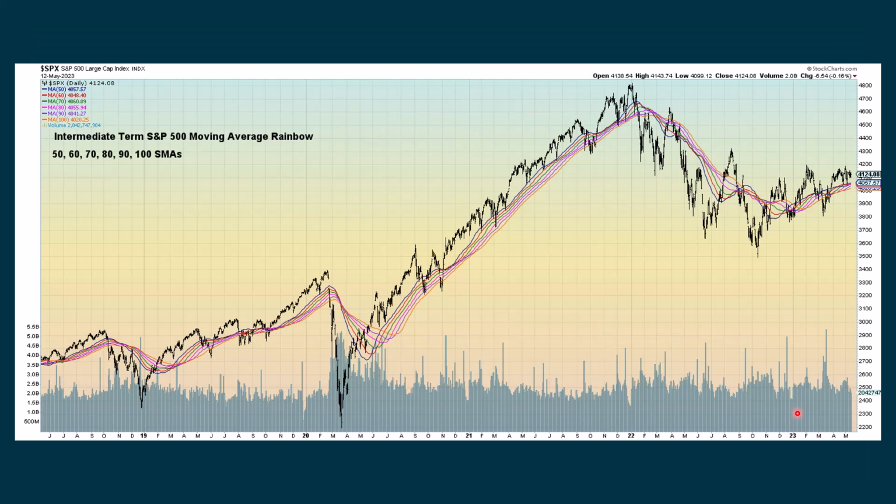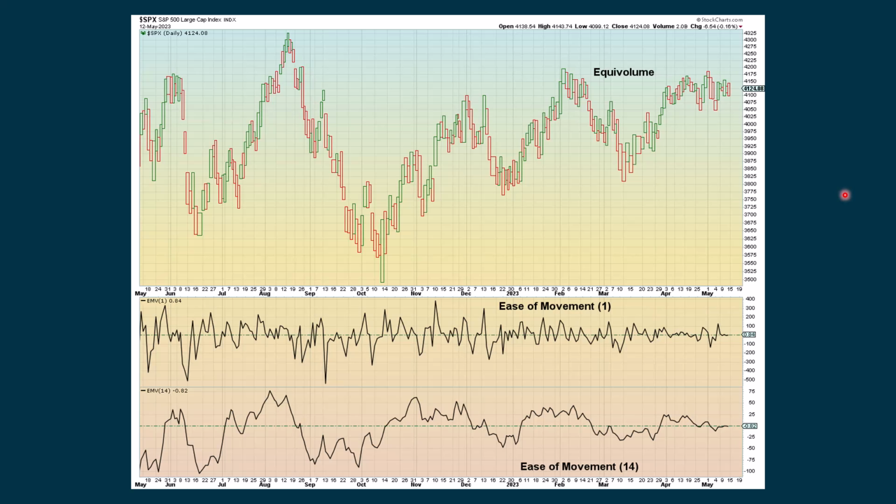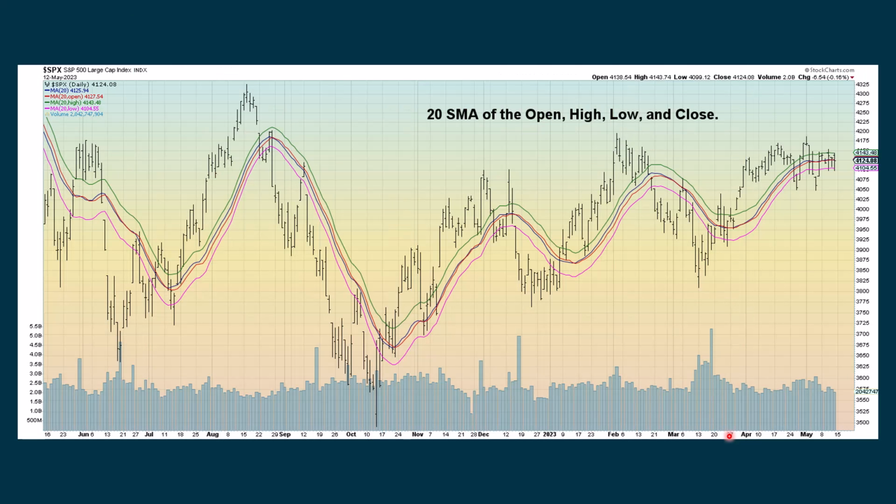Here's an intermediate term rainbow looking from 50 periods up to 100 periods, and we're currently above all of the plotted moving averages. Ease of movement, I usually don't use the 1 period all that much. I look more at the 14, and we're just at the midpoint currently. Then I take a 20-period simple moving average of the open, high, low, and close. Oftentimes these will provide support or resistance, but as we've been chopping around sideways, they really haven't been that helpful.